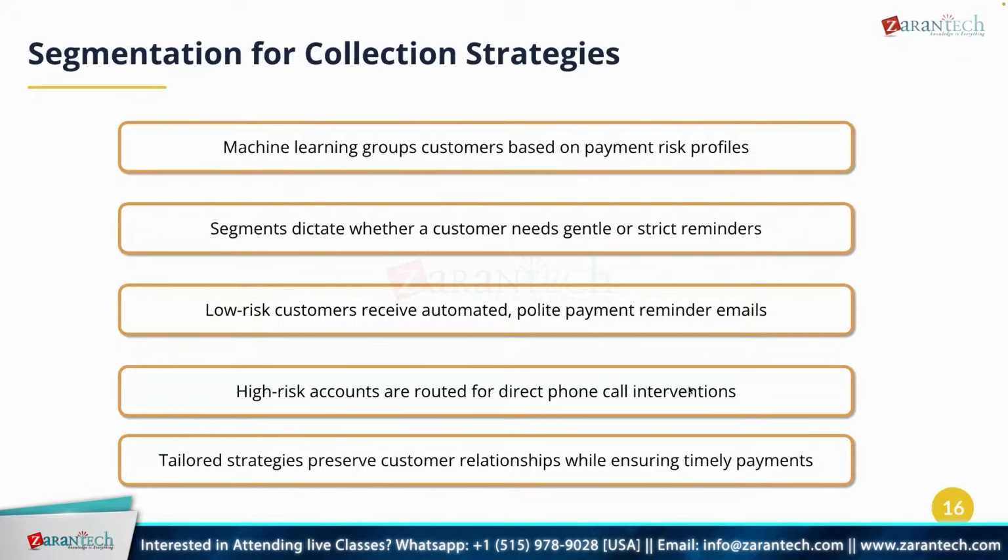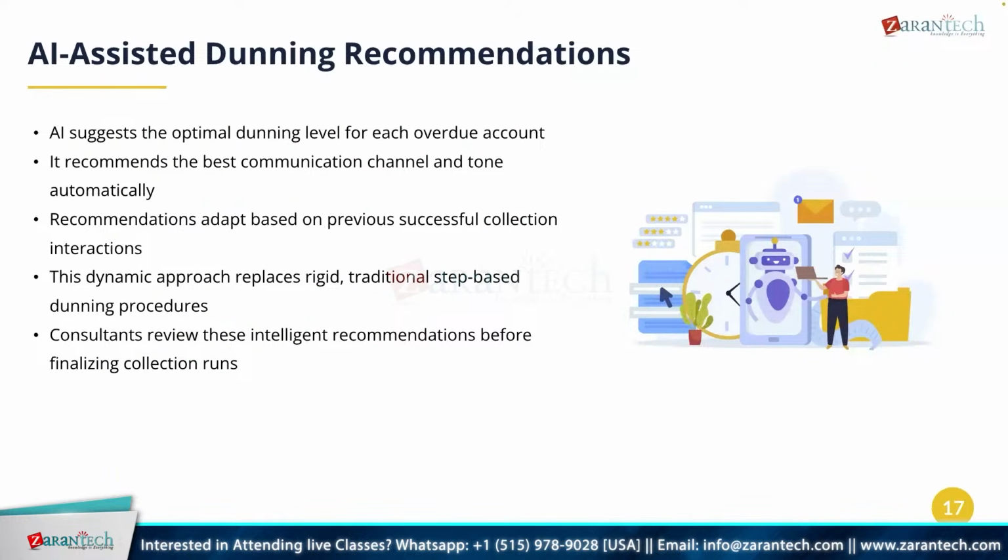Next is AI-assisted dunning recommendations. As you have seen here, AI-assisted dunning recommendations is another thing you can see. As everyone knows, dunning is reminding customers to pay overdue invoices, right? Instead of sending a reminder after 7 days to everyone, AI answers who should I contact, how, and with what tone to maximize the recovery.